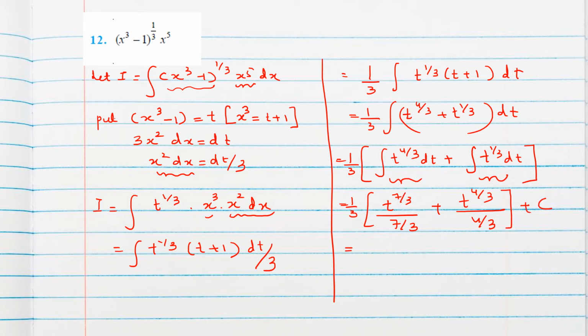Okay, so if we multiply 3 throughout the bracket we'll get t to the power 7 by 3 divided by 7, t to the power 4 by 3 divided by 4. Now the t value we can resubstitute here, that is x cube minus 1, power 7 by 3 divided by 7, and x cube minus 1, power 4 by 3 divided by 4, plus c.